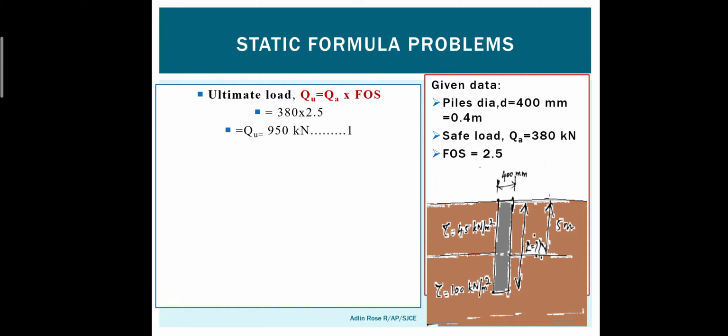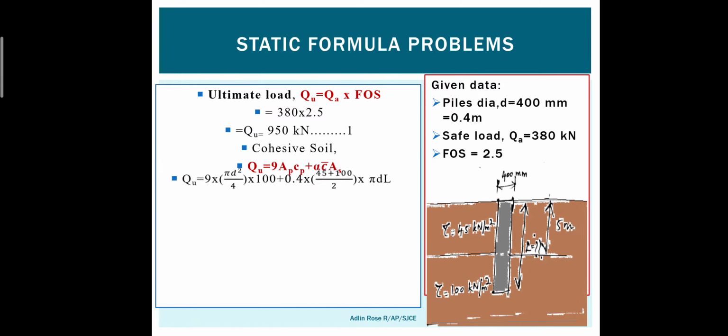Now we go to the static formula. Just now we learned the static formula for cohesive soil is 9 Cp Ap plus alpha C bar As. Please memorize this formula. 9 Cp Ap plus alpha C bar As. Now we will find all these terms.